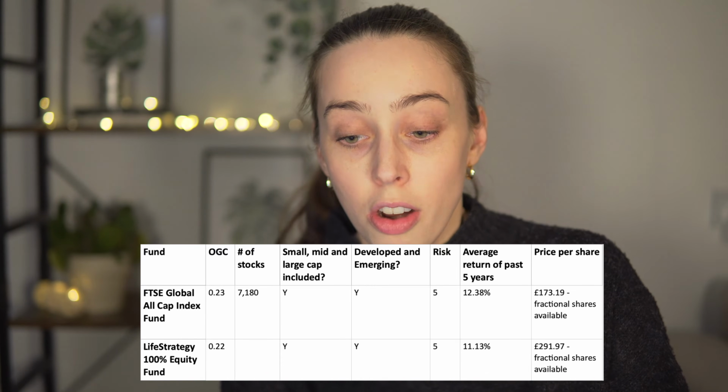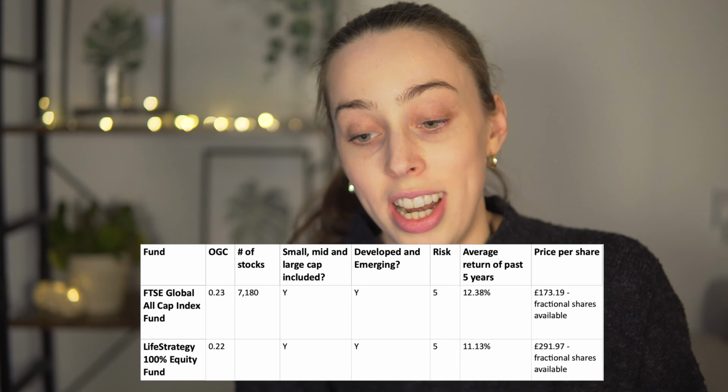Okay, the number of stocks. FTSE Global All Cap currently has 7,180 stocks, which is a lot. That is a good amount of stocks to invest in. That is going to offer you a big diversification. And if a fund has a lower amount of stocks, then it's a little bit riskier because if one of them stocks does badly, it's going to bring the whole index, the whole fund down by more. Whereas if you diversify across many stocks, depending on the weighting, of course, you're going to get a little bit more diversification and a little bit less risk.